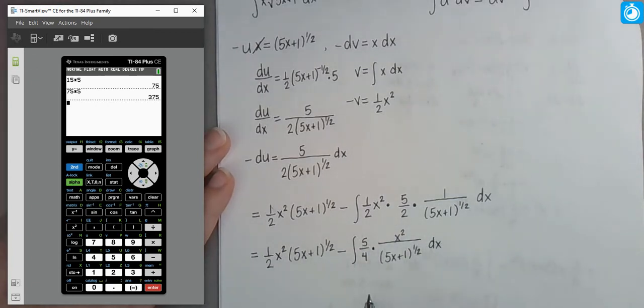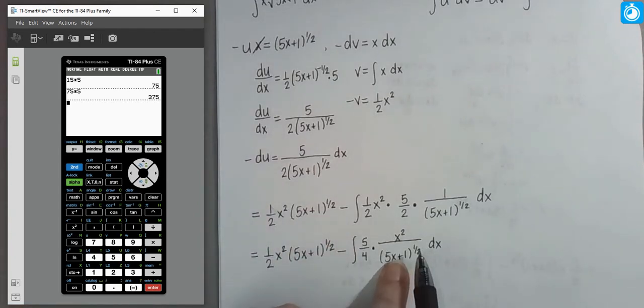This is maybe a problem. Looking at it in this form, it's probably a problem. So we see a nested function. Okay, we see 5x plus 1 raised to the 1/2. We could think of it as being raised to the negative 1/2 since it's in the denominator.